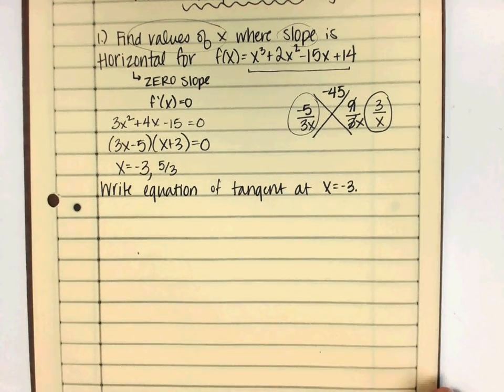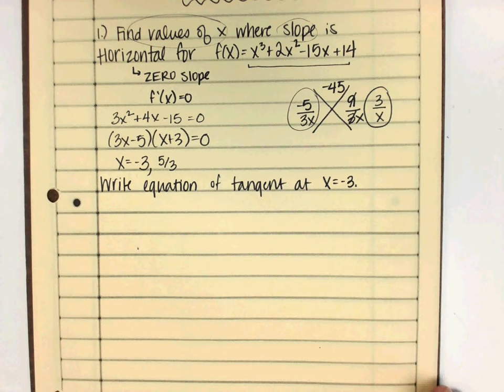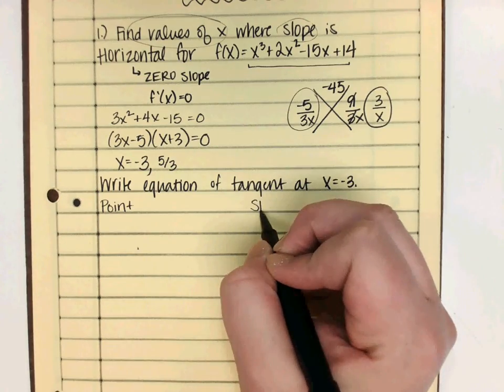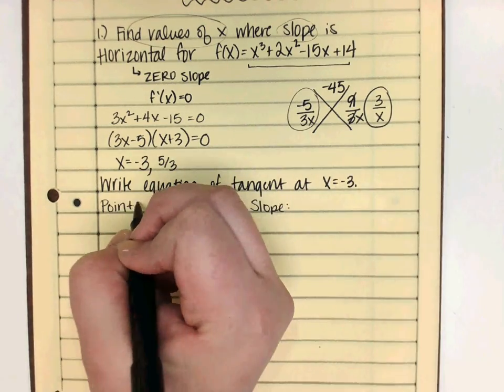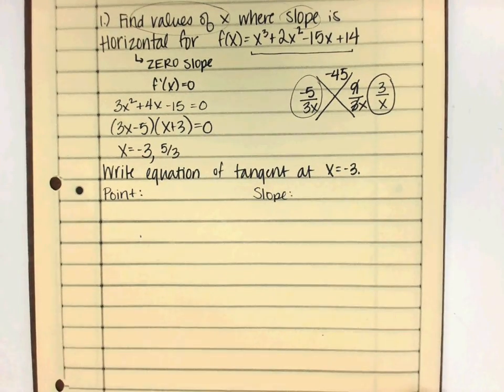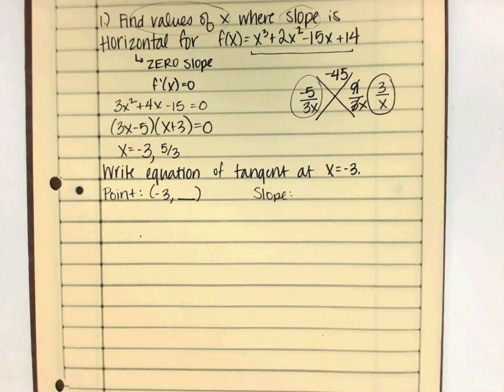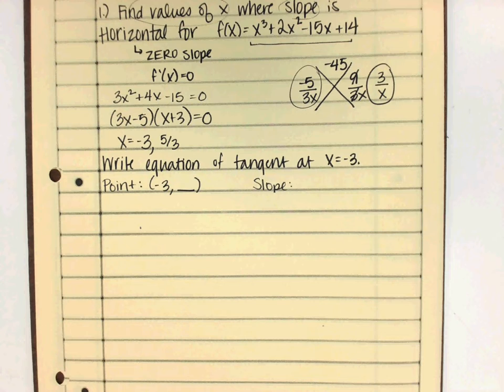Because this is what we do for fun. Okay, what do you need for the equation of a tangent line? You learned it yesterday. 2 things. A point and a slope. Good. So the point is here, the slope is here. What do I already know about the point? X is negative 3. Okay, what do I still need though? The y value.